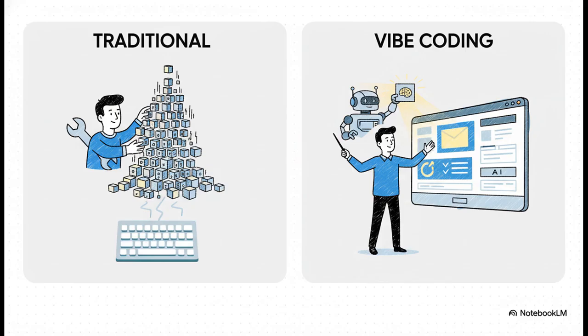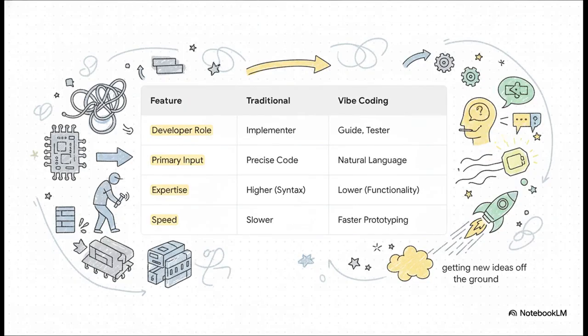What is the goal here? And you let the AI worry about all those nitty-gritty implementation details. This table really lays it all out. Look at the developer's role. It goes from architect and implementer to prompter, guide, and tester.